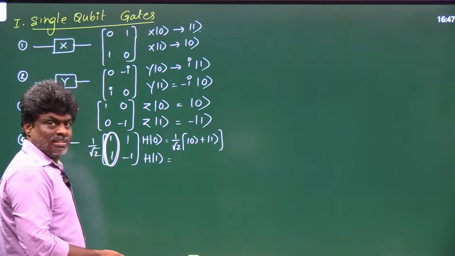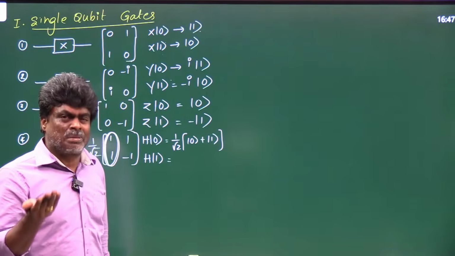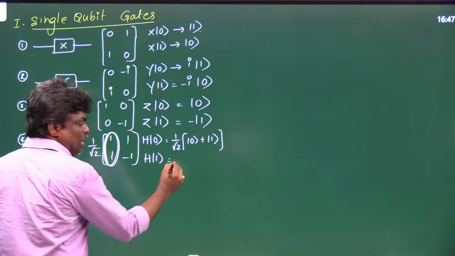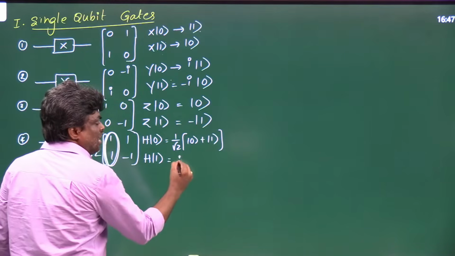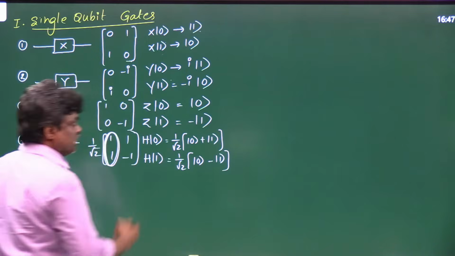In the place of 0 1, it is having 1 minus 1. That means it is converting 0 1, the state which is nothing but 1, to 1 minus 1. I hope now you understand.